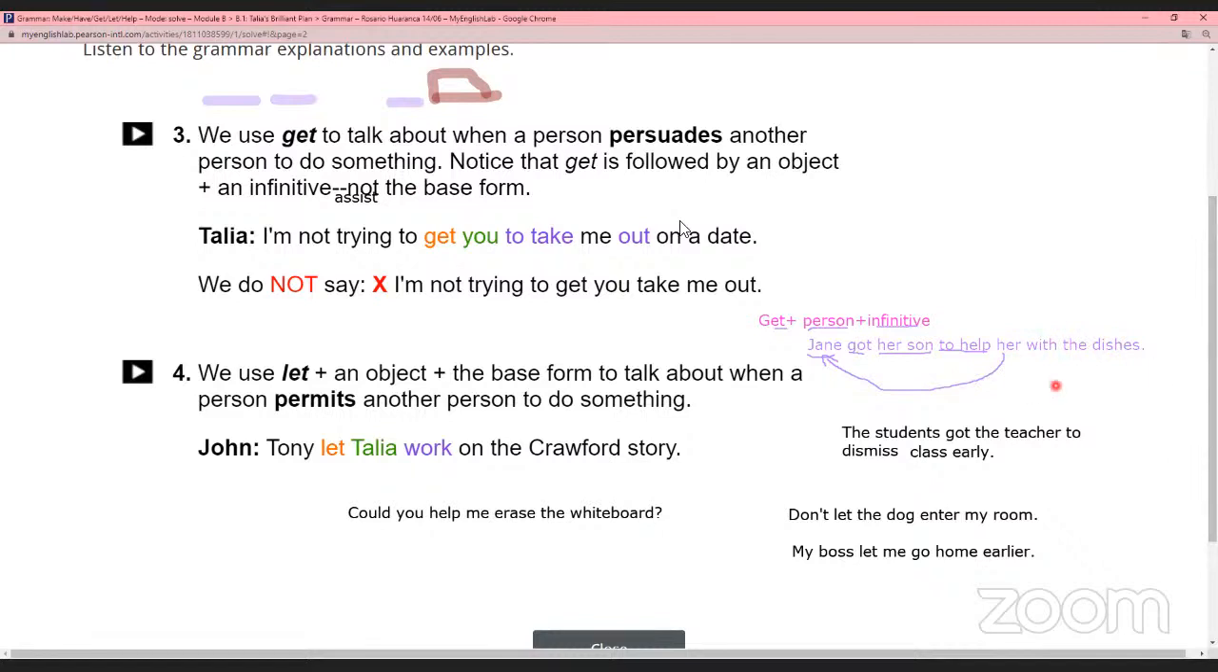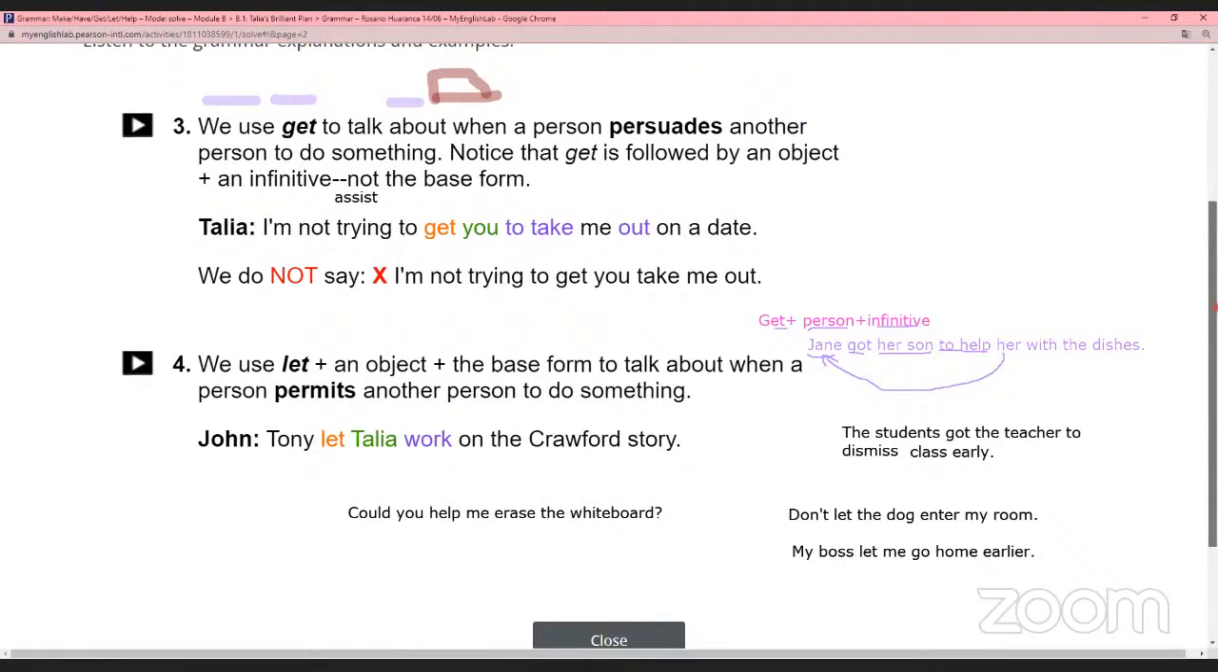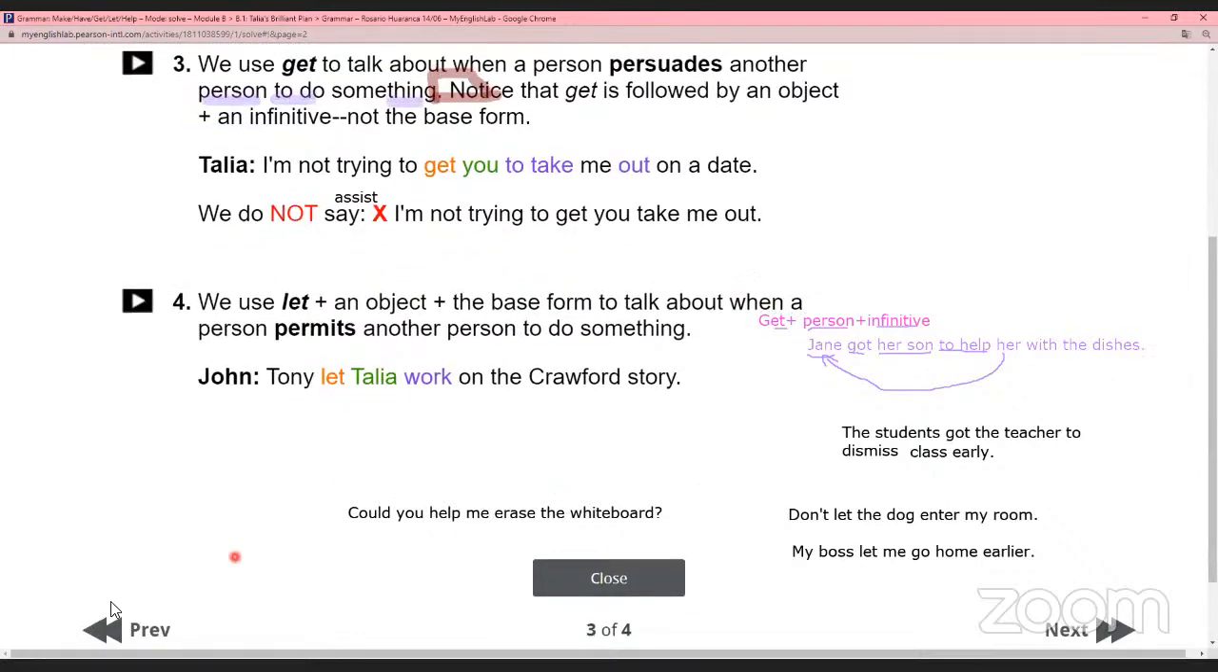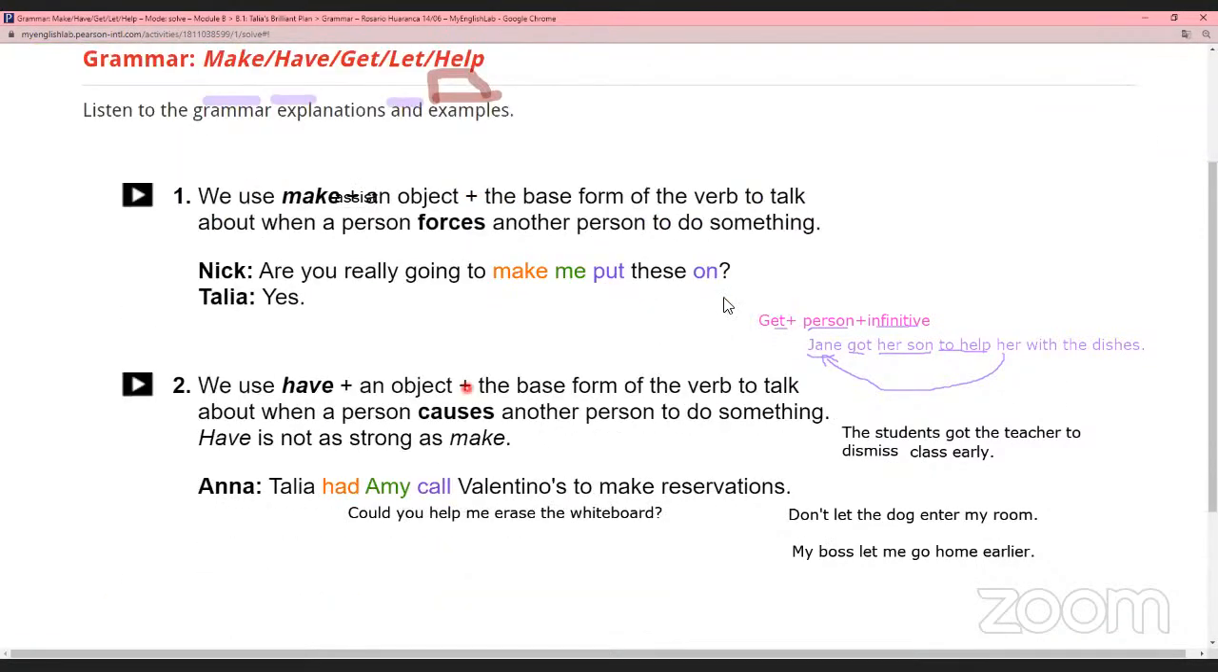We can use it in questions. Okay, so yes, that will be it. Do you get it? We also have a question here.